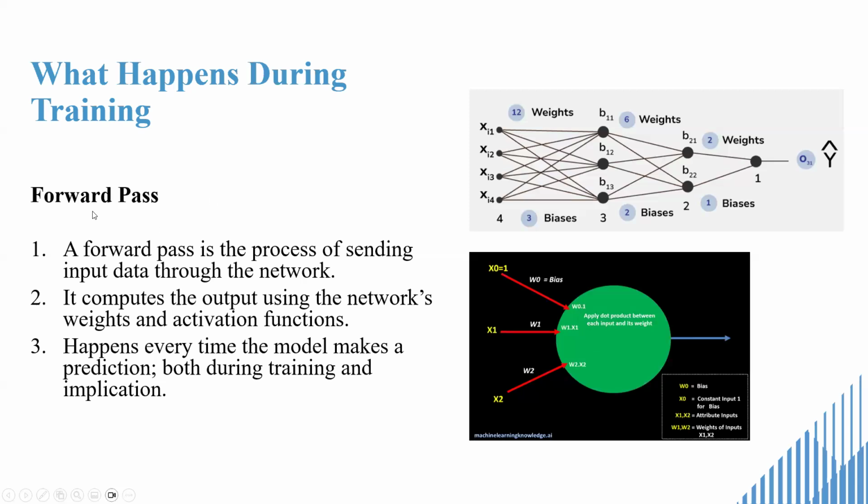What happens during training? We have the forward pass. You can see here, it is just the same. A forward pass is the process of sending input data through the network. You are sending forward all the data. It computes the output using the network's weights and activation function. As we discussed, there is an output, there is a weight, and there is a bias, and the output will be based on these. It happens every time the model makes a prediction, both during training and inference. So you can see this is how it works.